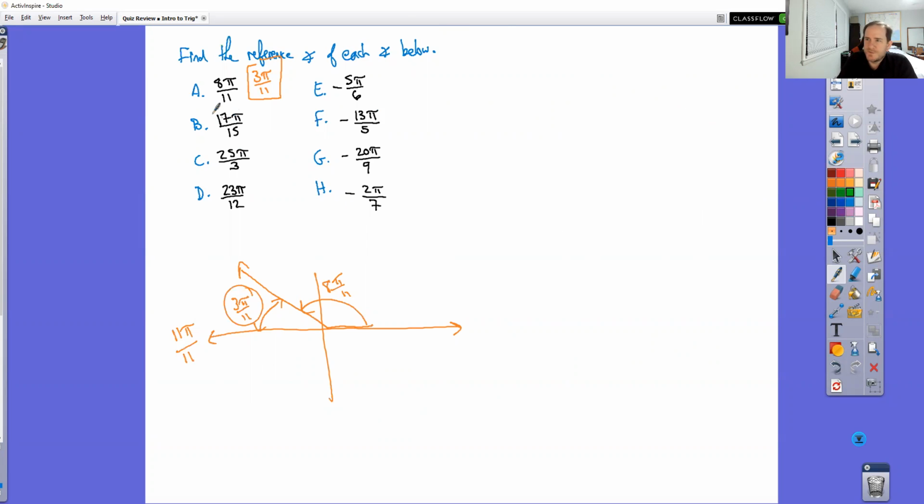And then guess what? 17 pi over 15. Well, if we rebrand this as 15 pi's over 15, then where's 17 pi over 15? Why, it's exactly 2 pi over 15 beyond that axis. So that's your reference angle, 2 pi over 15.